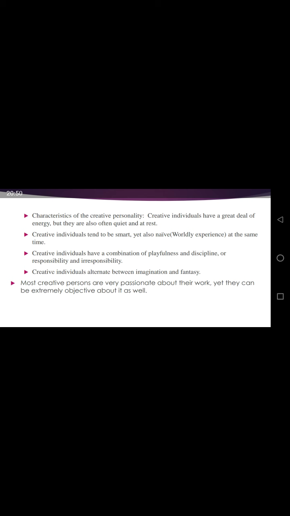These things we are going to discuss in the next session. In today's session we'll finish here. In the next session we will immediately start with the characteristics of the creative personality.